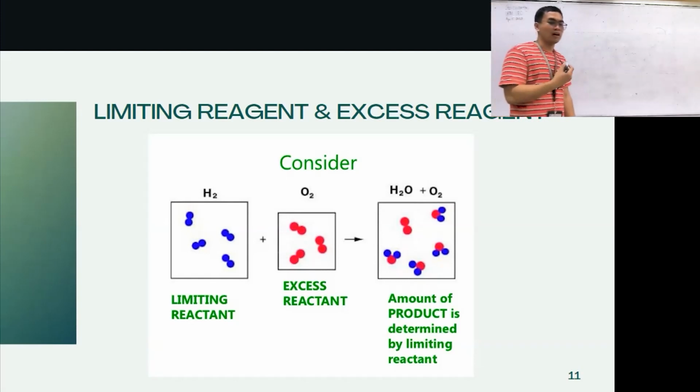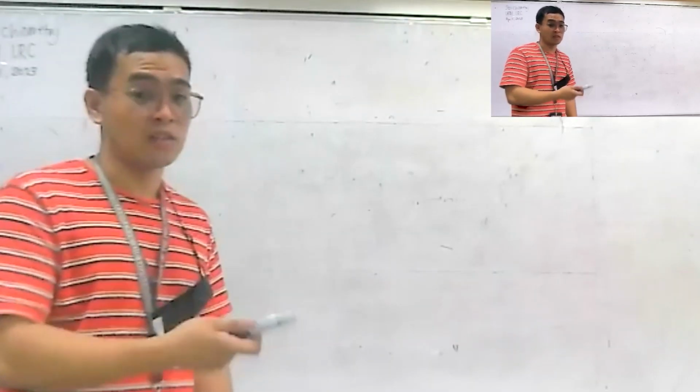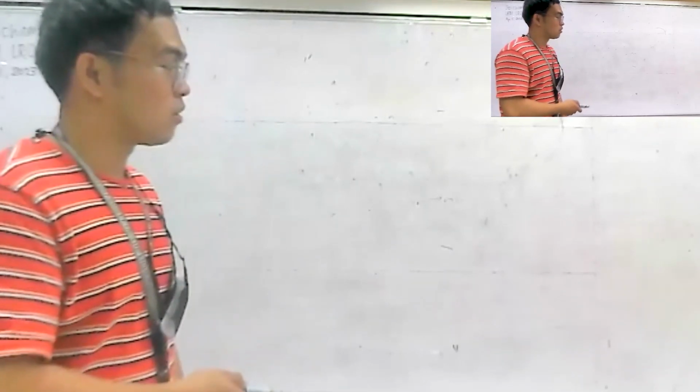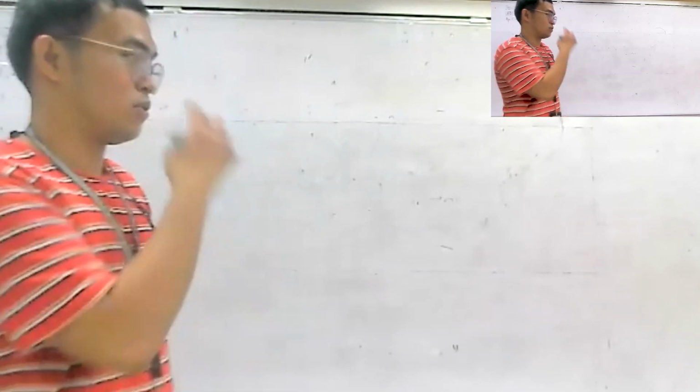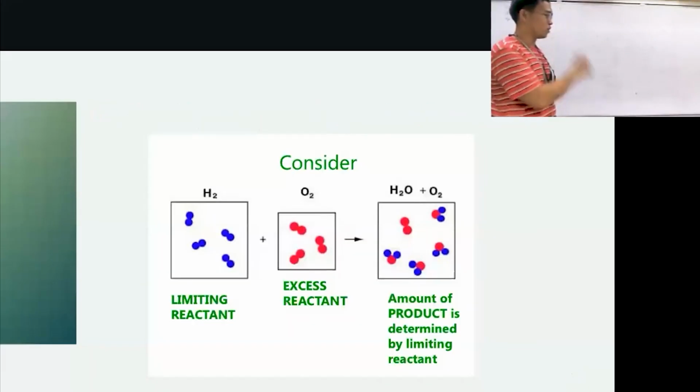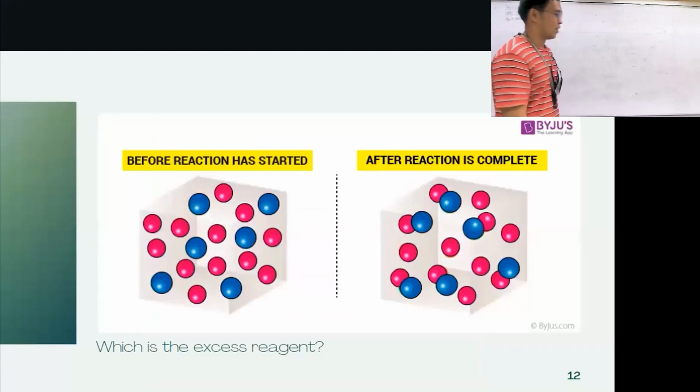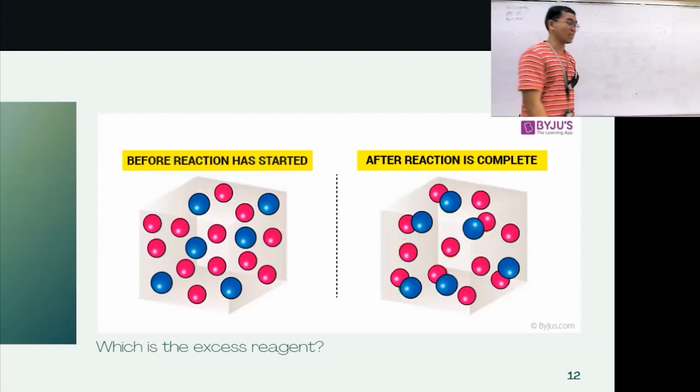Actually, the limiting reagent and excess reagent can be determined quantitatively. We can calculate those. We can see it on the next slide po. So it says there, amount of product is determined by the limiting reagent. Since hindi naman lahat ng chem ay computational, sometimes it's better to visualize things. Which is the excess reagent in this case? So you can send your messages on the chat box.